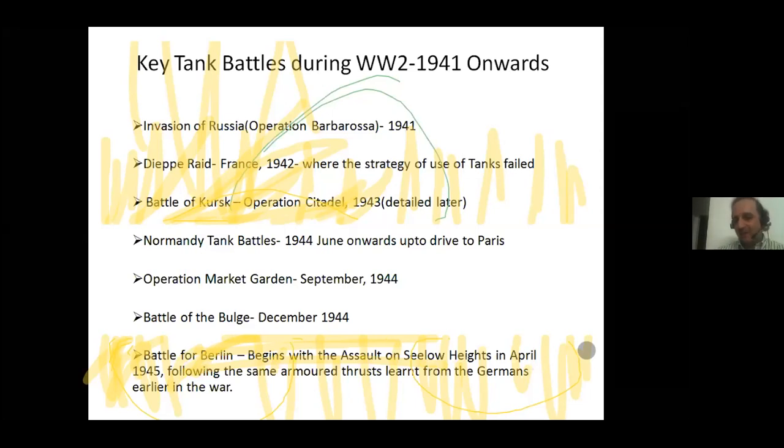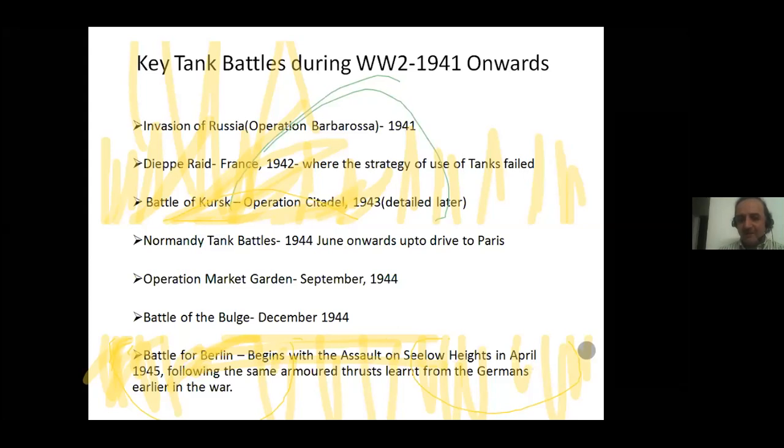Then, of course, during 1942 and 43, it goes on. The Germans are halted at Moscow. And then, of course, we know the Stalingrad debacle that eventually takes place. But initially, it's a lot of success here. Germans also have heavy losses taking place here.